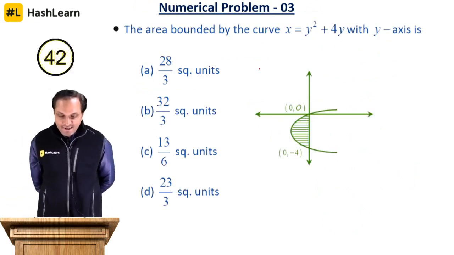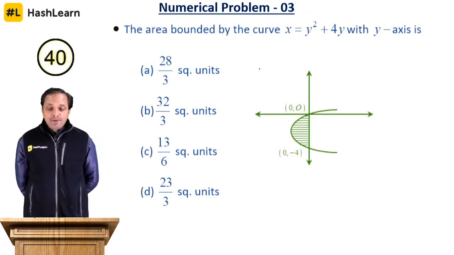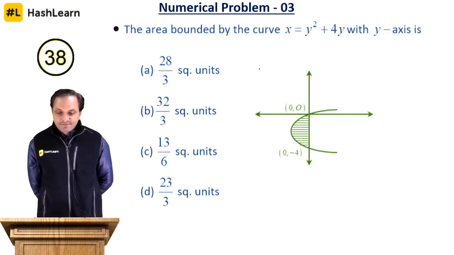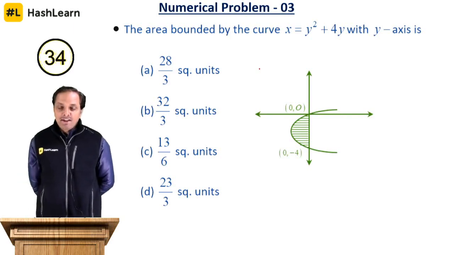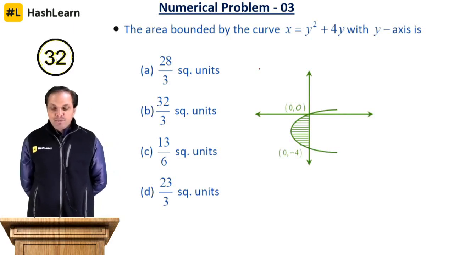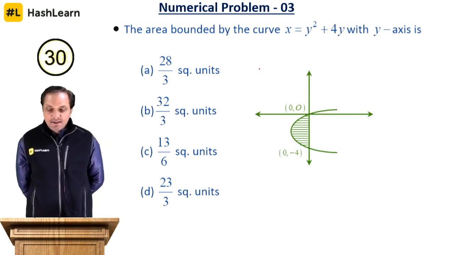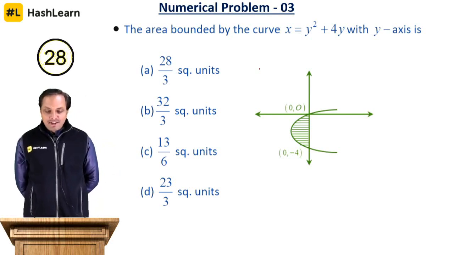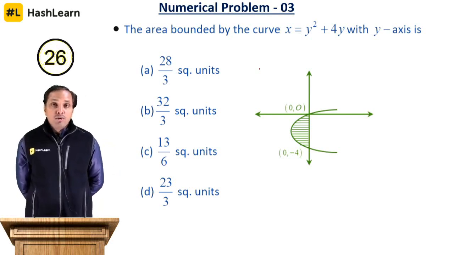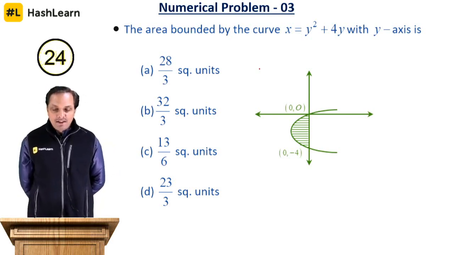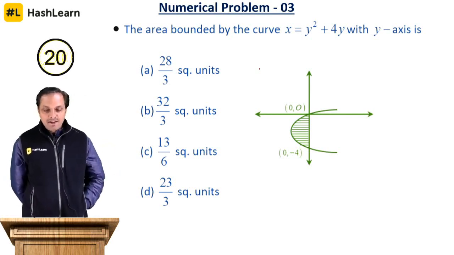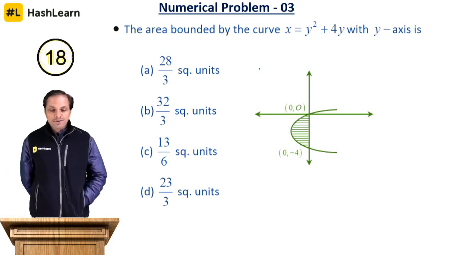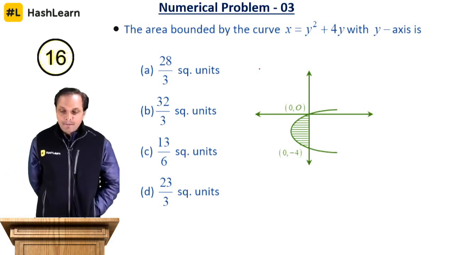Come on, quick. Already they have given you the diagram here. Y square means the parabola will be opening on the right side. So the limits, you can observe in the graph, are on the y axis. If the limits are on the y axis, you know the formula we just did in numerical 2, we need to use x dy.